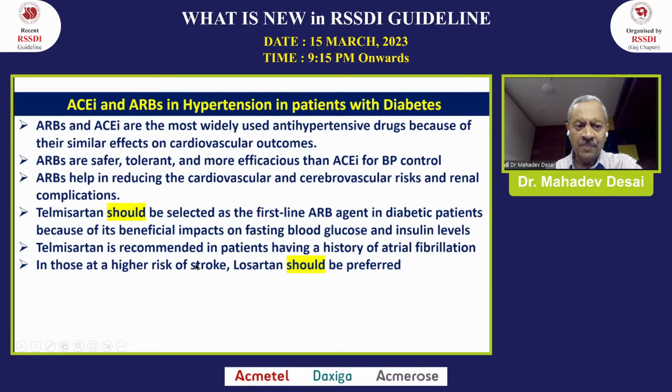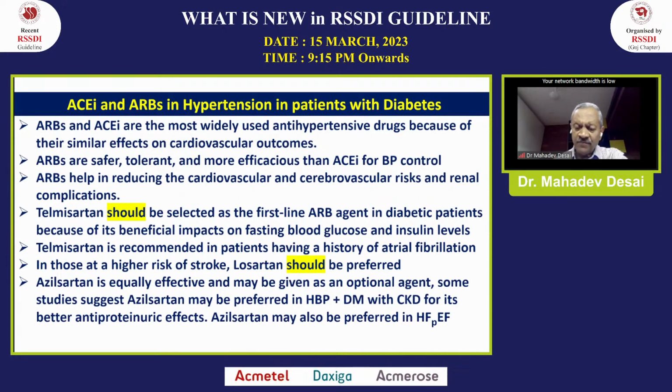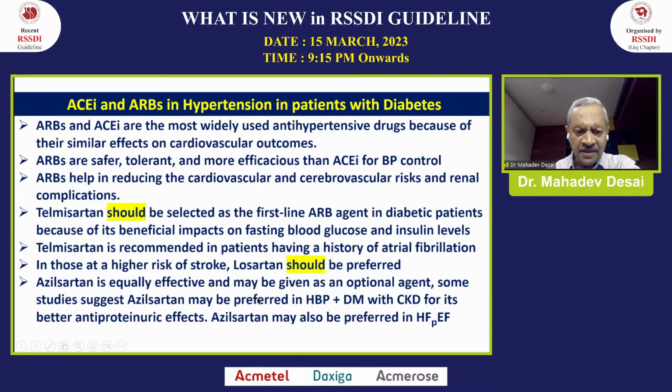ARBs, because they have selective AT2 receptor and AT1 receptor inhibition, definitely have an advantage over the ACE inhibitors. Escitalopram has been strongly recommended because of many studies which have suggested that escitalopram has to be preferred in patients who have hypertension and diabetes with CKD for its better antiproteinuric effects. Escitalopram also may be preferred in patients with hypertension with preserved ejection fraction, which is also one of the very common complications of diabetes.